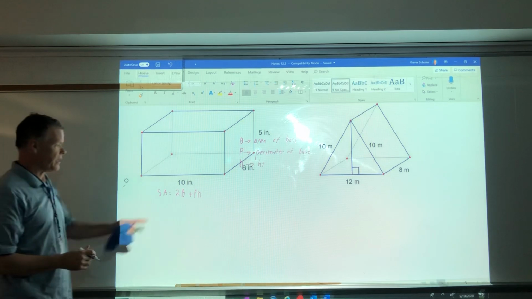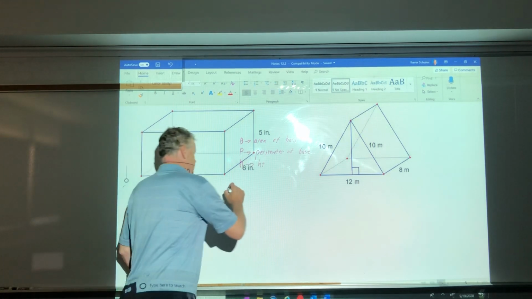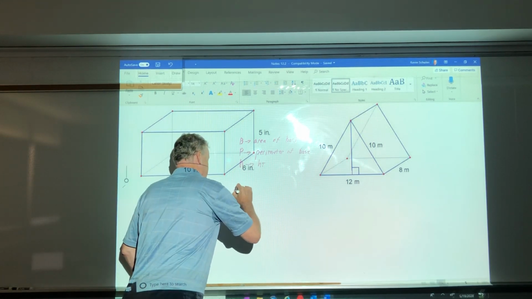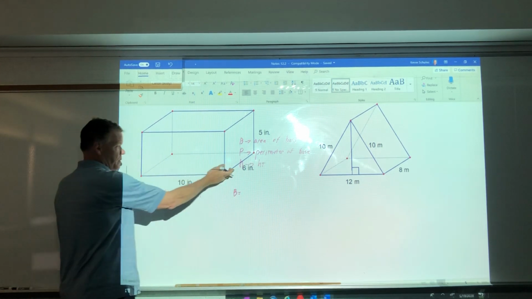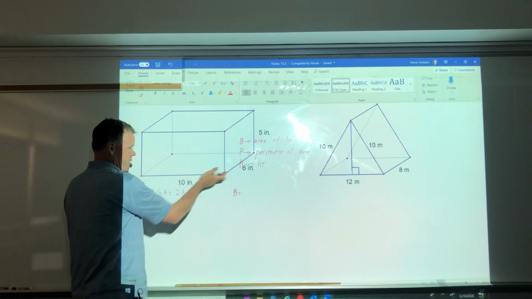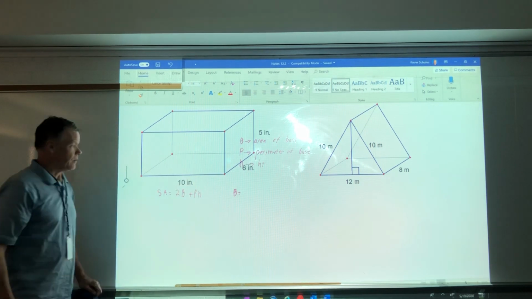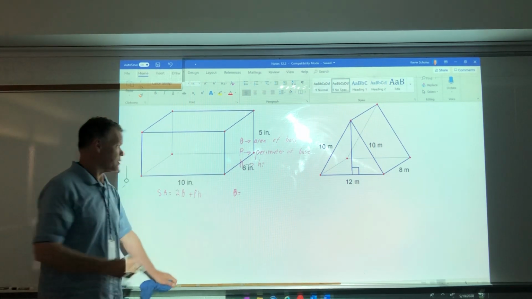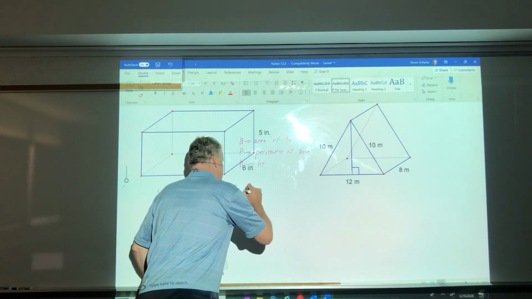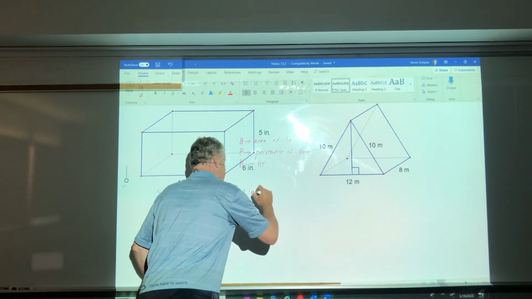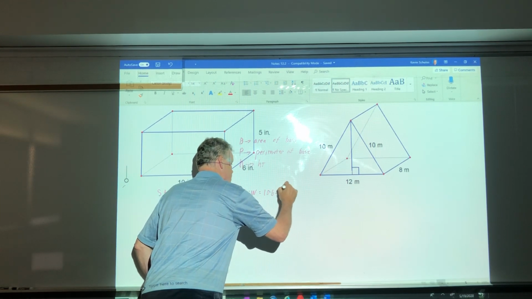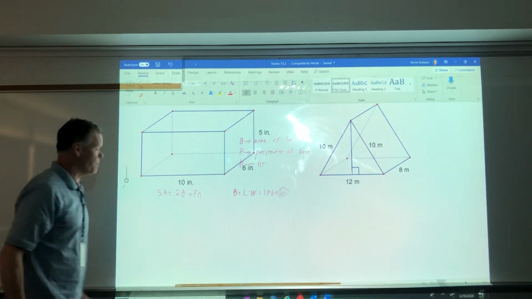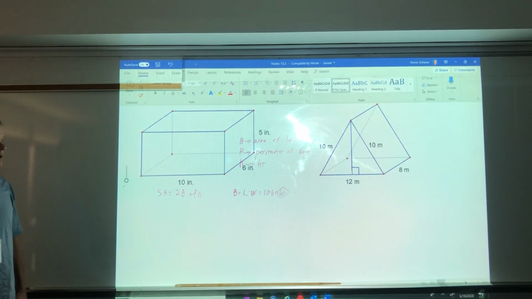Okay, so first we've got to find our area of the base. Big B equals our area of the base. And our area of the base is just going to be the area on the bottom here, 6 times 10, where you have your length times your width. So area of the base is going to be length times width, or 10 times 6, equals 60. So our big B, our area of the base, is going to be 60.